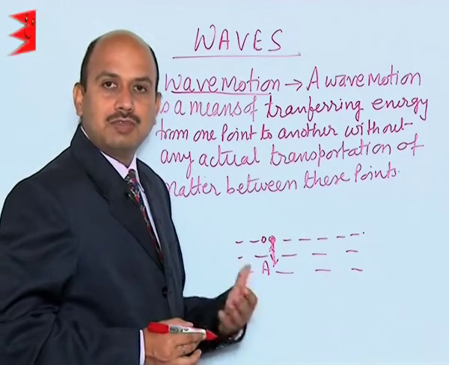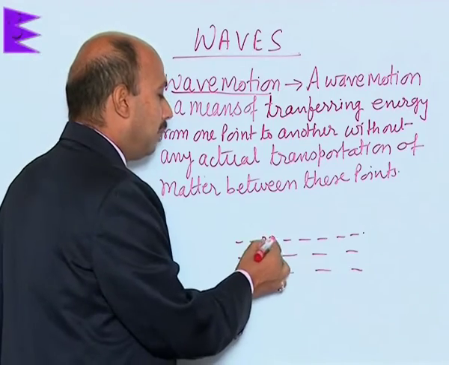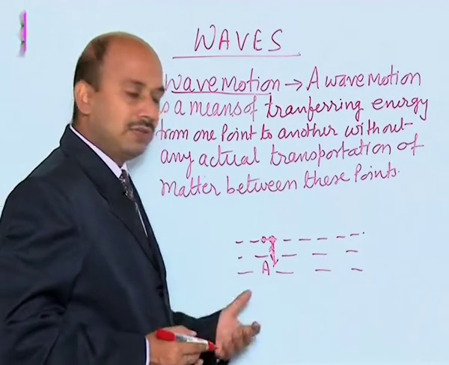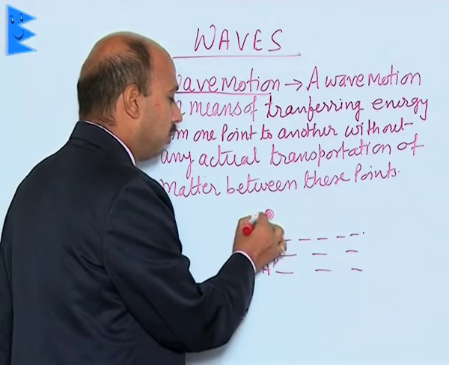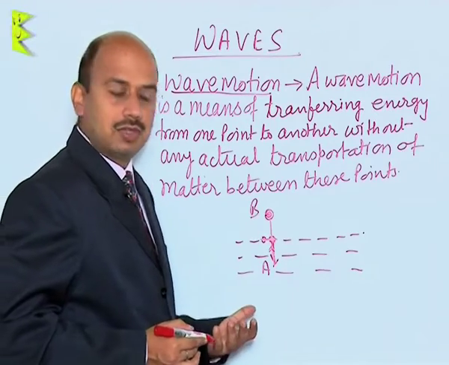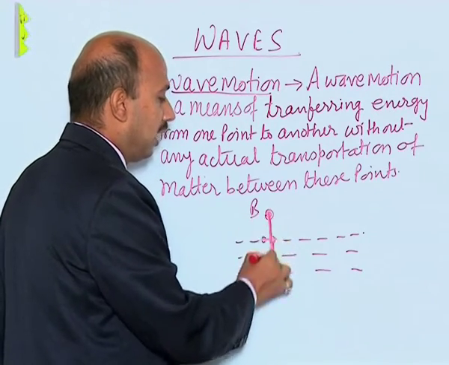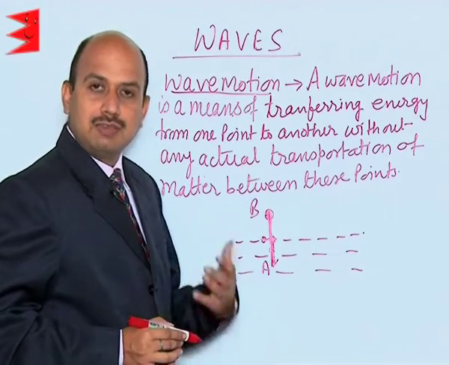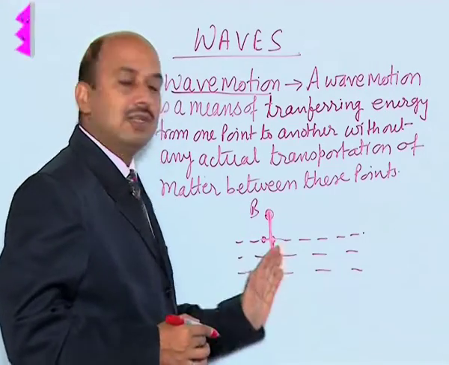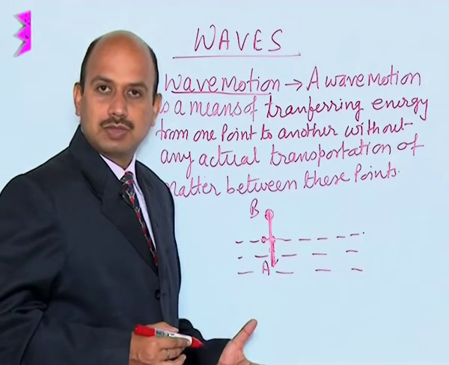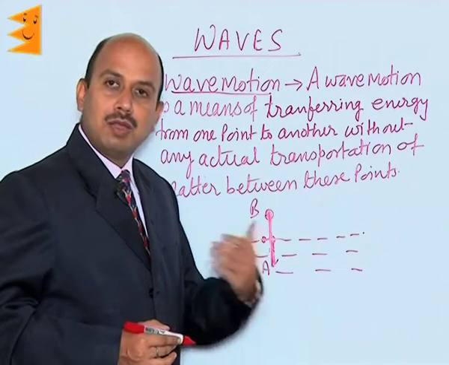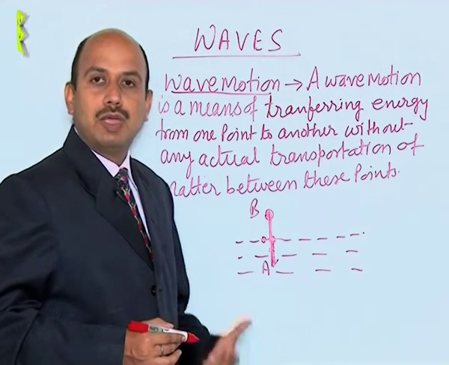As it comes back, its potential energy changes into kinetic energy, and when the particle comes to this position, completely potential energy changes into kinetic energy. Because of the inertia, this particle goes up to the position B here. When it goes to B, again kinetic energy changes into potential energy. So, this particle keeps on oscillating like this about its mean position. In this process, it transfers its energy to the adjoining particle, and by this way energy is transferred from one point to another. So, this type of disturbance in the medium which carries energy from one point to another is known as wave motion.